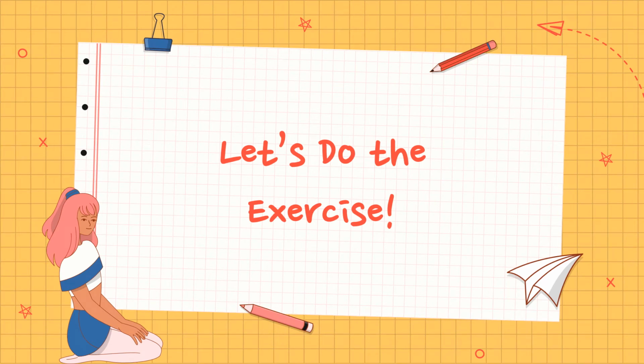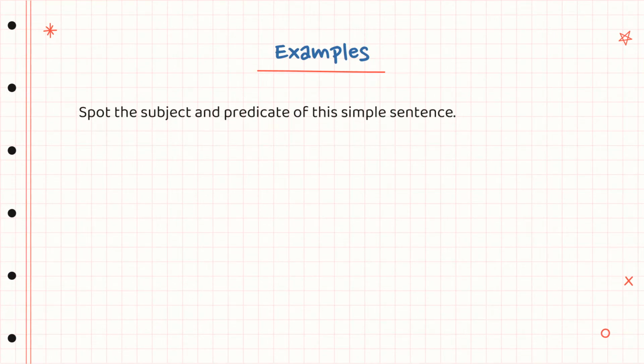Alright, to help you understand the three steps in identifying the subject and the predicate in a better way, let's do some exercise. First example, spot the subject and predicate of this simple sentence. The sentence is, Avita plays a bass guitar.